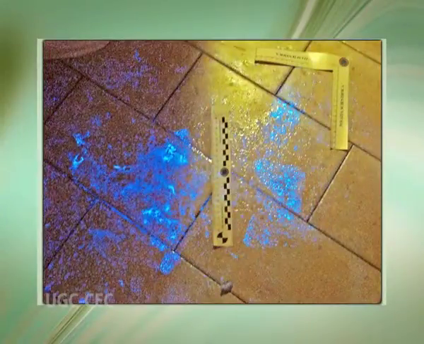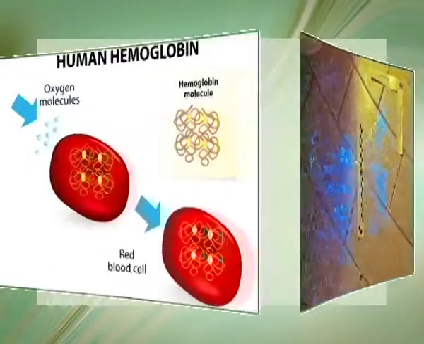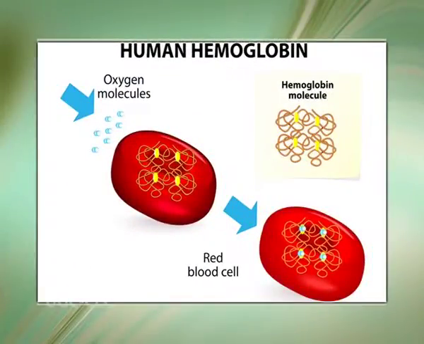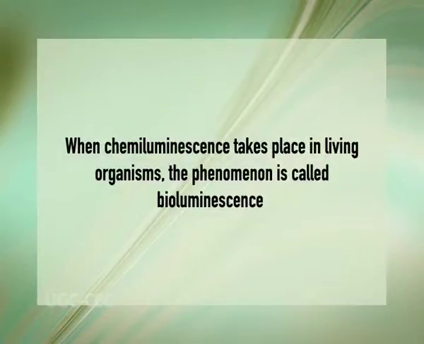A standard example of chemiluminescence in the laboratory setting is the luminol test. Here blood is indicated by luminescence upon contact with iron in hemoglobin. When chemiluminescence takes place in living organisms, the phenomenon is called bioluminescence. A light stick emits light by chemiluminescence.